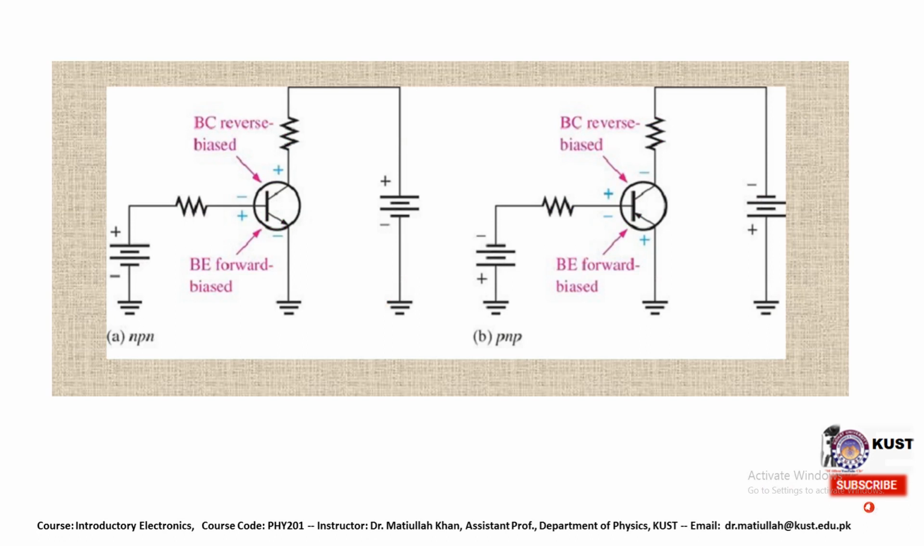This is the simple operation, how the different junctions are forward and reverse biased. Here we are looking at the base-collector junction, which is reverse biased, and the base-emitter junction, which is forward biased. In that way the current flows. And in the case of PNP, if we consider the same configuration, the base-collector junction should be reverse biased, and the base-emitter junction should be forward biased to carry on such biasing.